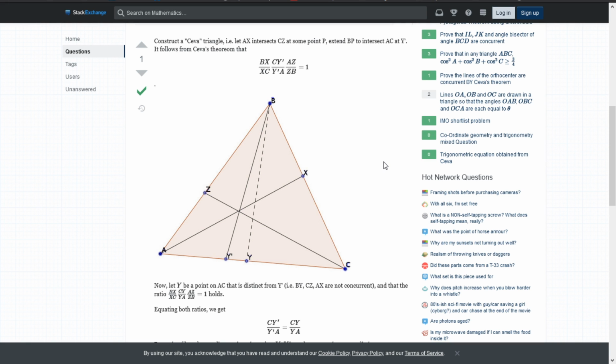So if this is true, that this works without these being concurrent, then I should be able to draw another cevian and it should end up being true as well. That's the logic. But of course that won't be true.